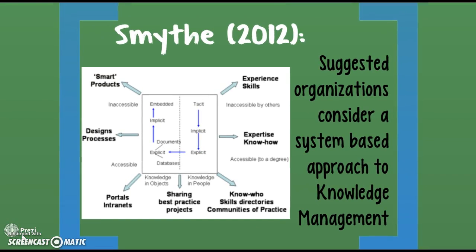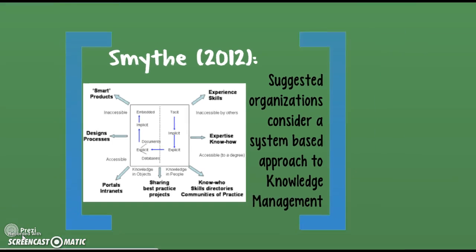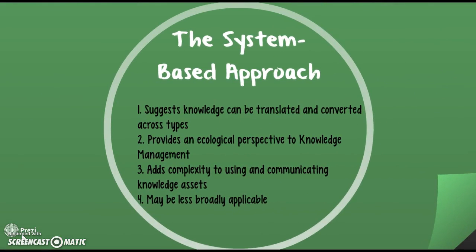Smith, in 2012, suggested organizations consider a system-based approach to knowledge management. He adds to this idea by suggesting organizational knowledge can be defined as a system in which information is dynamic and can be translated and transformed, internalized and externalized, and moved between tacit, implicit, and explicit qualities. This ecological perspective toward knowledge resource demonstrates utility beyond the limited explicit-tacit compartmentalization.